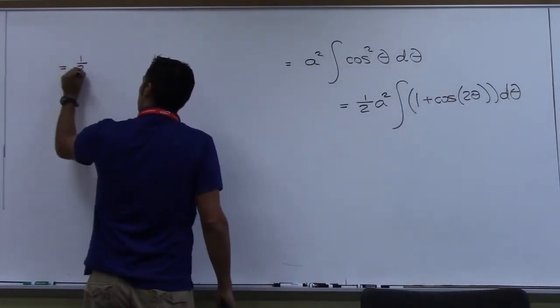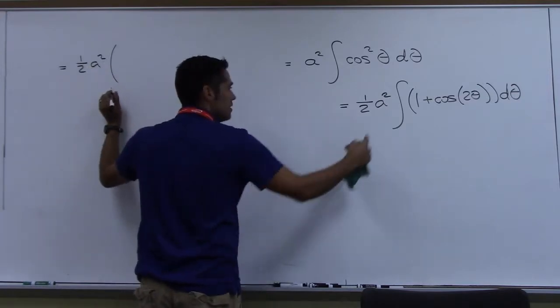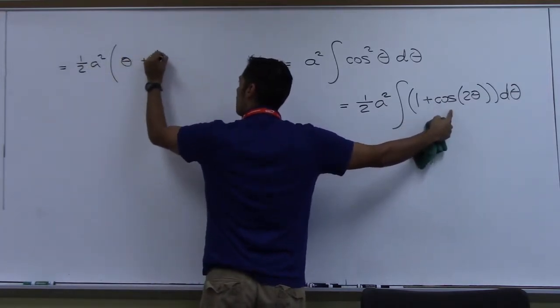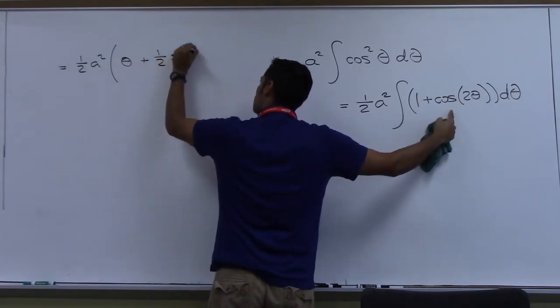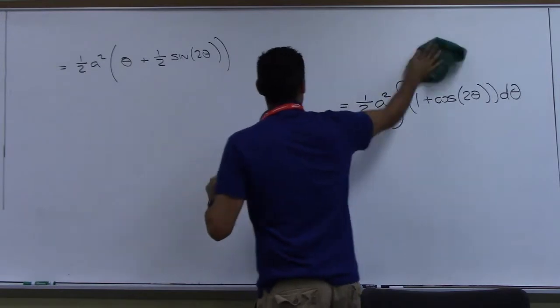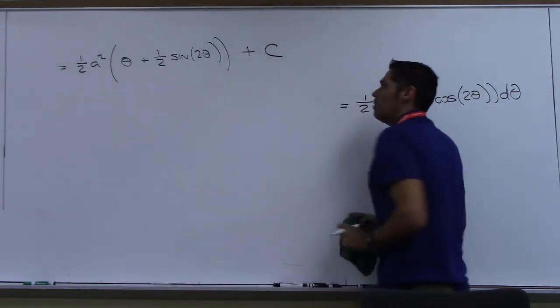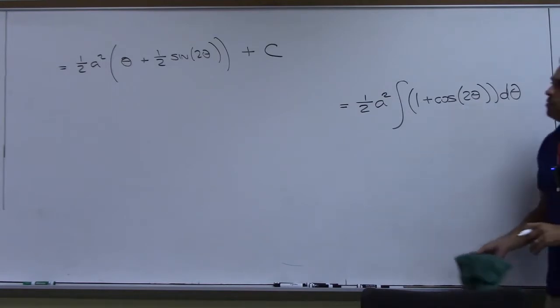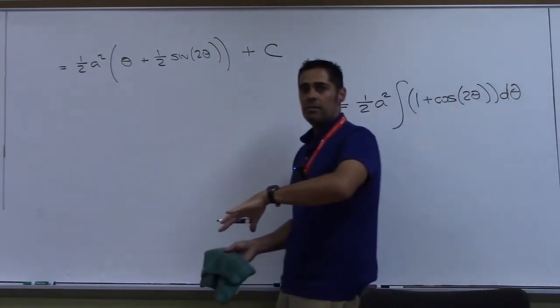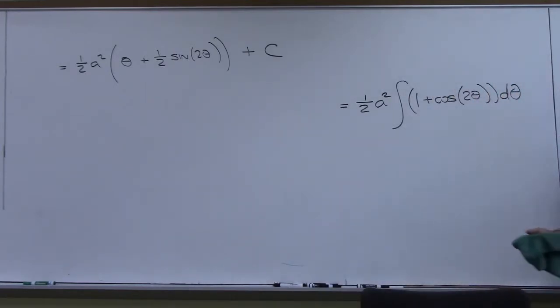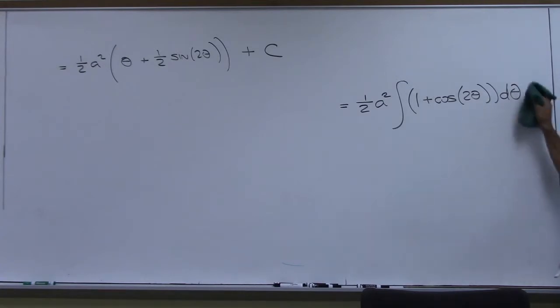So we had a 1/2 a squared on the outside. The antiderivative of 1 was theta. The antiderivative of cosine 2 theta is 1/2 sine 2 theta, and then plus c. We've actually done the integration now. So the integration's over. We just need to get everything back in terms of x. So this is where I said come in with a reference triangle. And I recommend you do the reference triangle even if you don't need it. Just do it because it's a good practice.